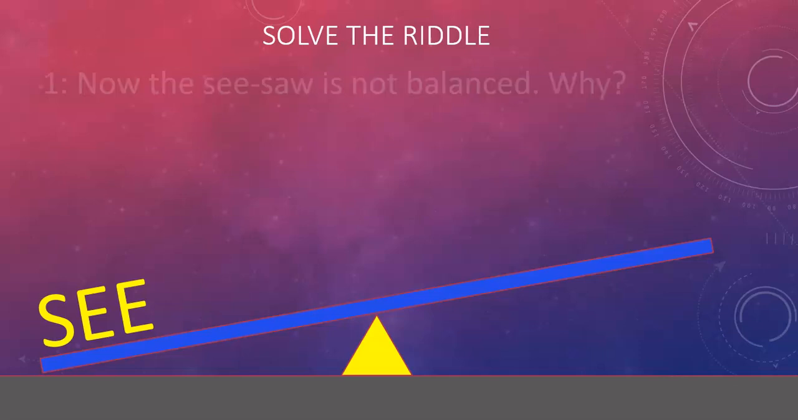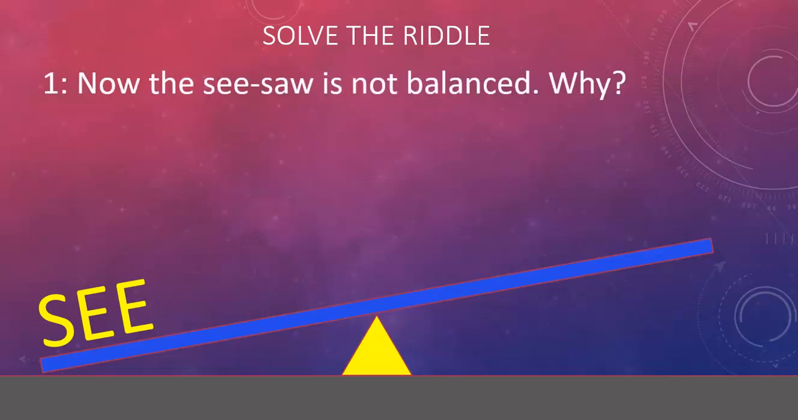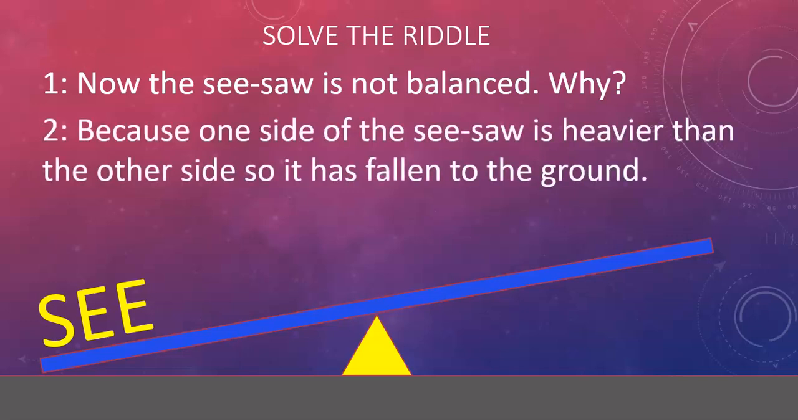Now it is not balanced. Why is it not balanced now? It is not balanced now because one of the sides of the seesaw, this side here on the left, is heavier than the other side, which has nothing on it. And because this side is heavier, it has fallen to the ground, which has caused this side, which is lighter, to rise up.